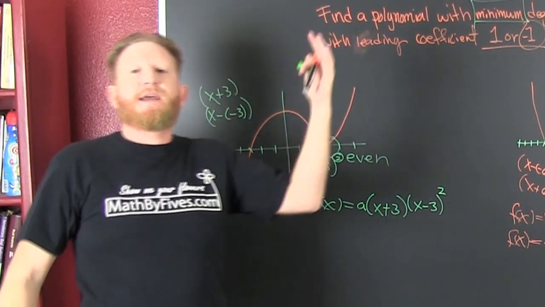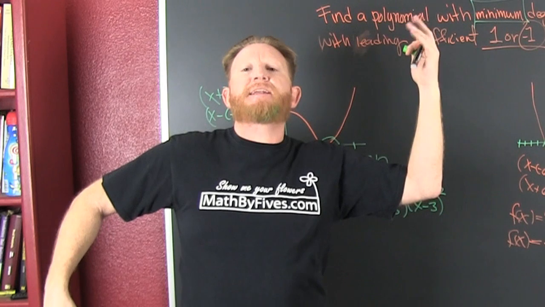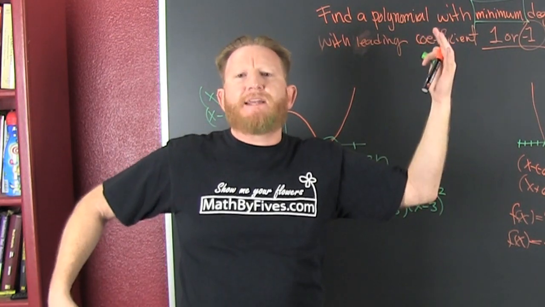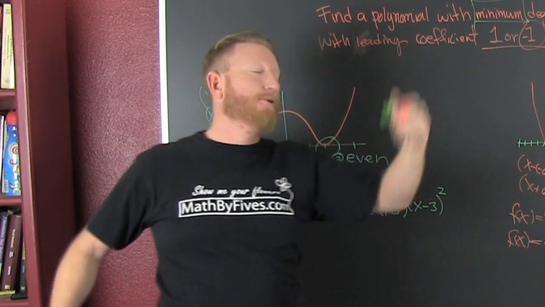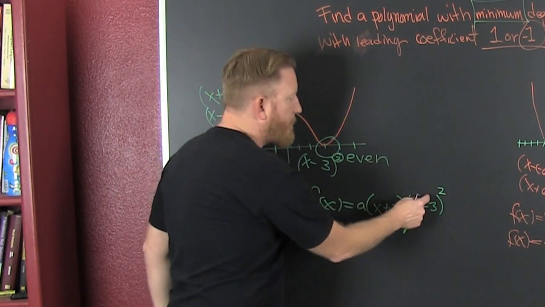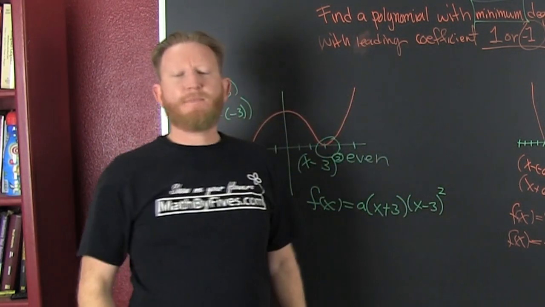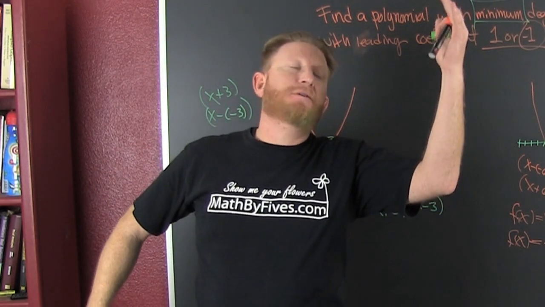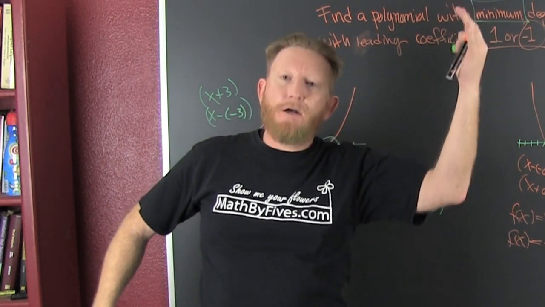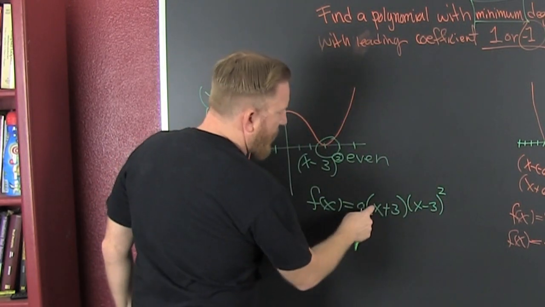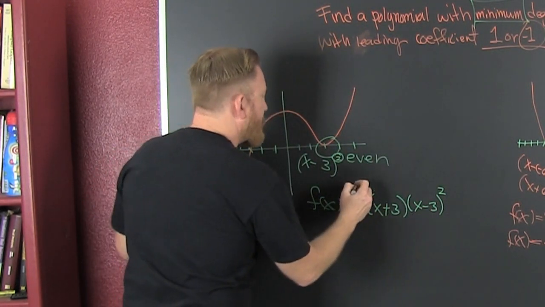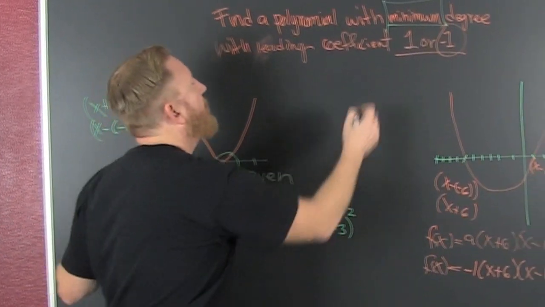Now we see it ends opposite and it ends up. So what does that mean? Ends opposite means that the polynomial is odd degree. We see it's 1, 2, 3, third degree. And it ends up, so that means the leading term is positive. For the leading term to be positive, that needs to be positive. So that's the plus 1.